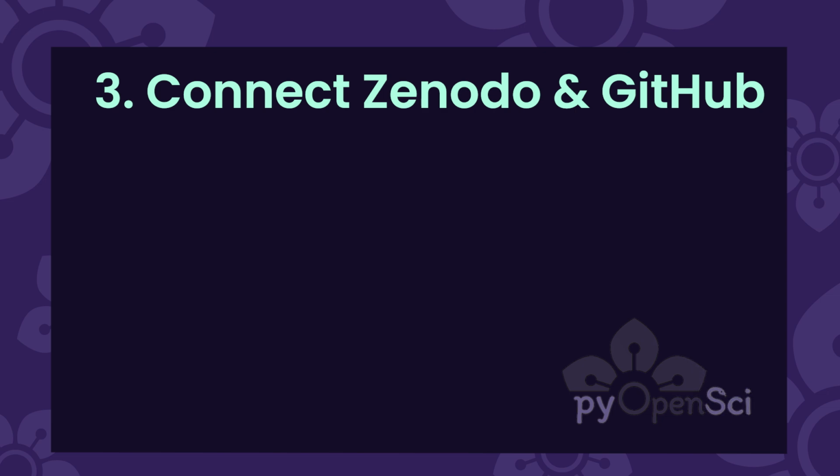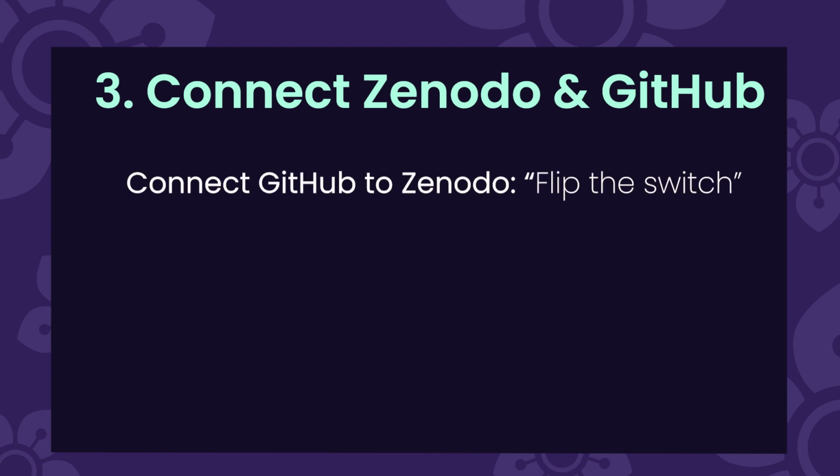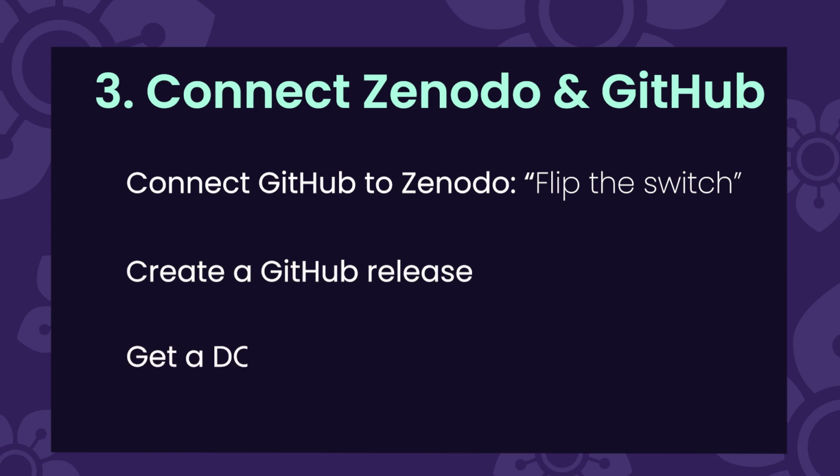After you've logged in, you can connect the GitHub repository that you want to create a citation for to Zenodo. To do that, you need to do the following 3 things. First, you need to flip the switch. Flipping the switch turns on tracking between Zenodo and GitHub. Next, you need to create a release on GitHub to trigger Zenodo to generate a DOI for your repository. Once the DOI is created, Zenodo will provide you with a DOI badge that you can use in your documentation and your repository's README file.